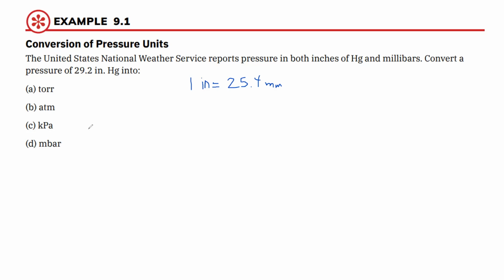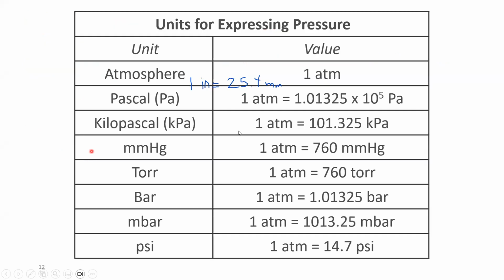The reason I would recommend you write this down is because then you can go back to the previous slide and look at the conversions we had in that table. We didn't have anything with inches of mercury, so first we'd have to get to millimeters. So you'll want to use this as our first conversion factor to go from inches of mercury to millimeters of mercury. And then what I would recommend you do is look here.